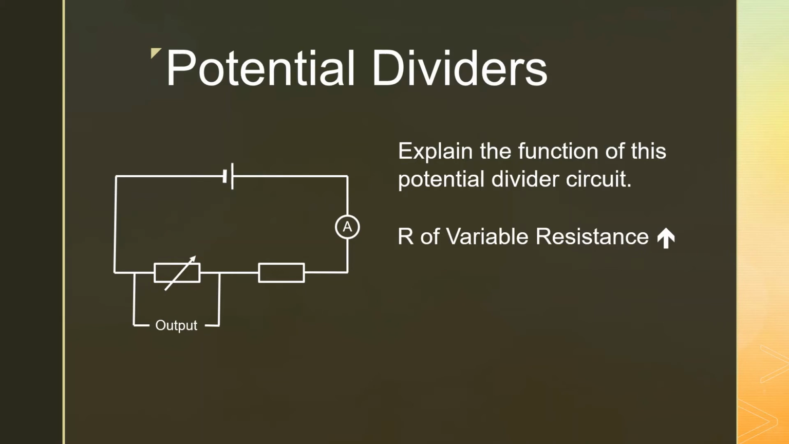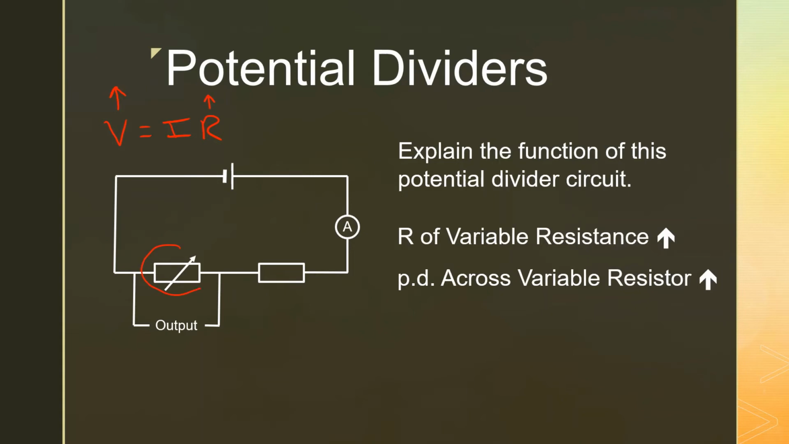Well, if the resistance goes up, again, I want you to think back to Ohm's law. V is equal to IR. And if the resistance is going to go up, what's going to happen to that voltage? It also has to go up. So we're going to get the PD across the variable resistor increasing. And because this variable resistor is in parallel with that output, if the PD across the variable resistor goes up, the PD across the output, or what I've called here the output PD, must also go up.